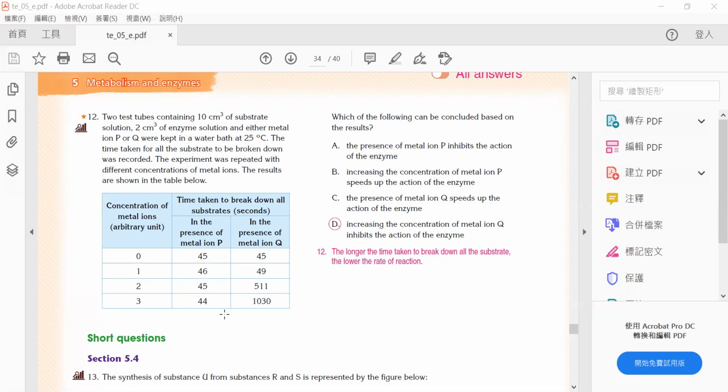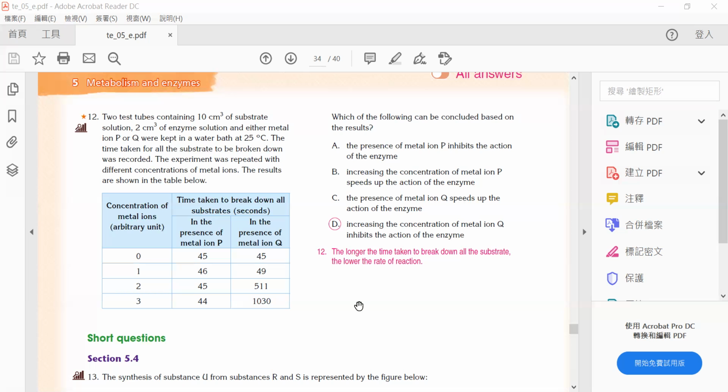But for metal ion Q, if we do not have metal ion Q, the time for reaction is 45. But when the concentration of metal ion Q increased from 0 to 3, the time taken to break down all the substrate increases a lot. So it inhibits the reaction. It makes the reaction take a longer time to complete. It is an inhibitor for this reaction.